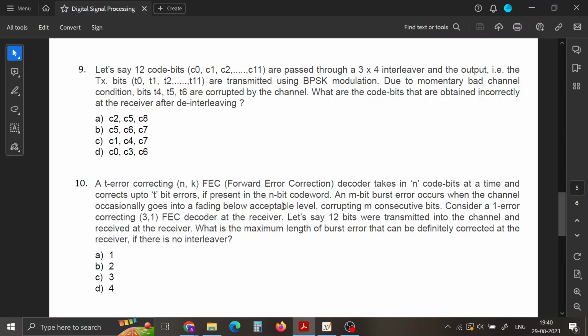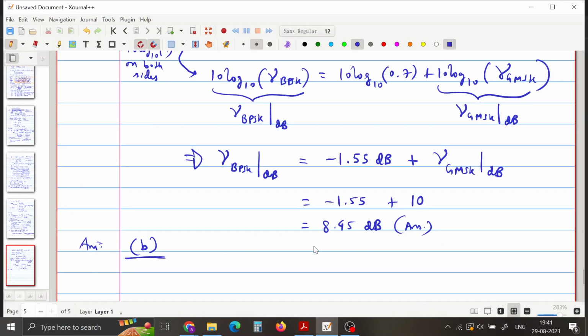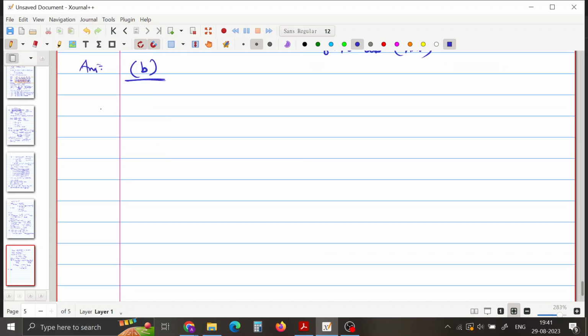Then you have to find which code bits are obtained incorrectly at the receiver after de-interleaving. You do interleaving at the transmitter, and at the receiver you do the reverse operation, which is de-interleaving. Whenever you encounter an interleaver, it is implied that it is coupled with a de-interleaver at the receiver as well. So what are the code bits, the Cis, that are corrupted corresponding to T4, T5 and T6? That's what you need to find. You remember the structure, so you have to draw it.